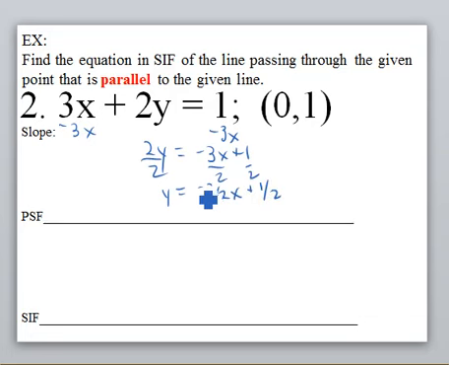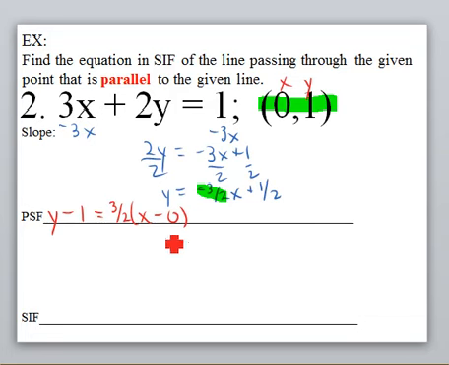So the slope of a line parallel to it will be this negative 3/2, and then I'm going to use this point to write in point-slope form. So I would write y minus, my y coordinate's 1, equals negative 3/2, my m, times x minus my x coordinate, which is 0. Remember, I'm plugging in 1 for the y and 0 for the x.